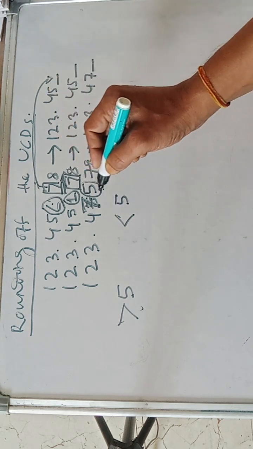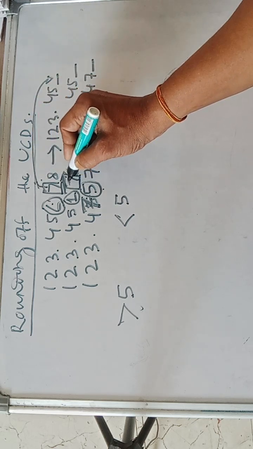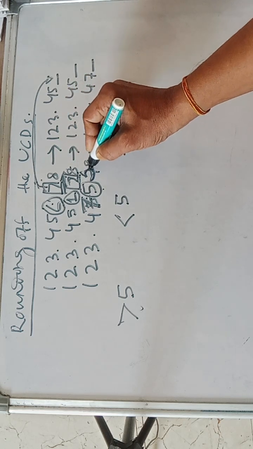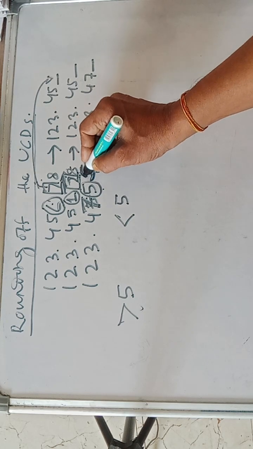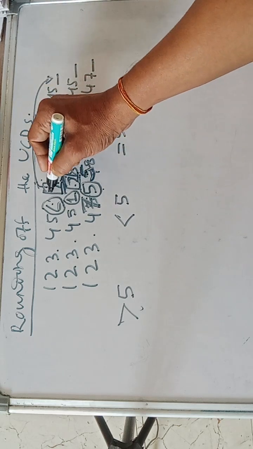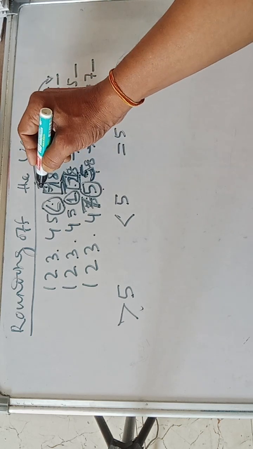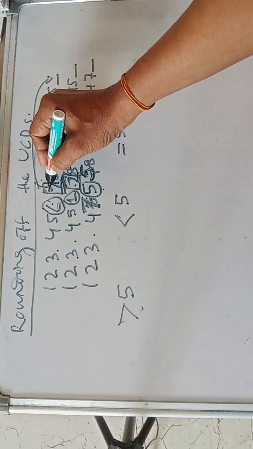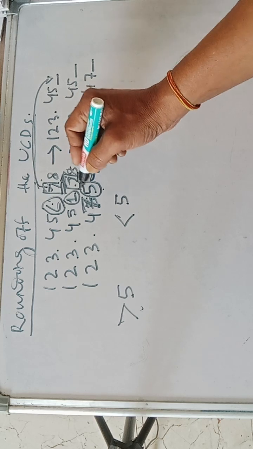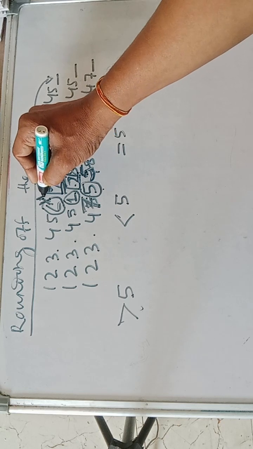In place of this, if the number were 7, and 2, and again 5, how will we calculate? Here it is 7, here it is 2, and here it is 5. This is greater than 5. In that case, what will we do? We'll just drop it, and we'll add 1 to the previous number.